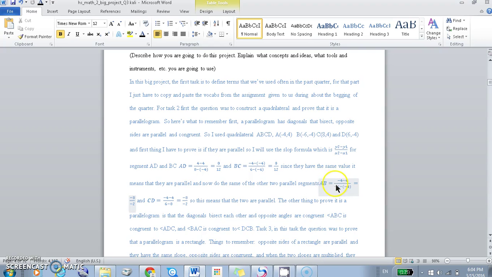And the next is that AB and CD are parallel. These are also parallel, and we can know because the answer is -8 over -2, and this one is also -8 over -2.